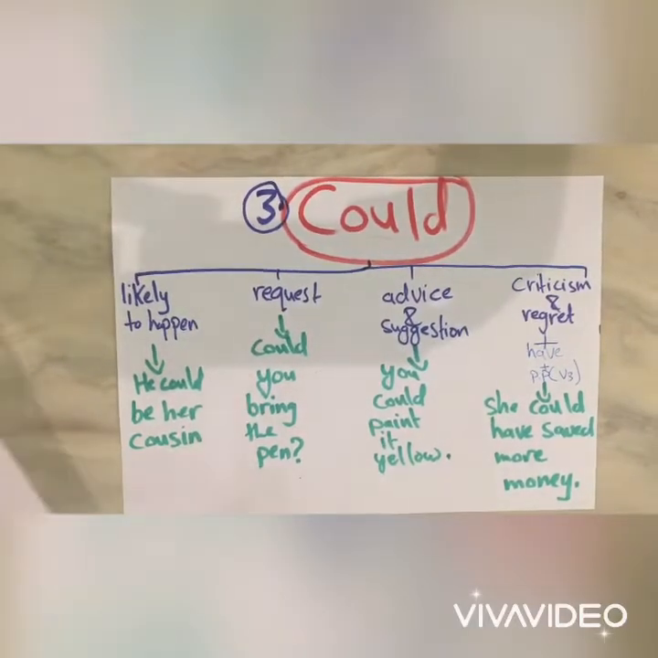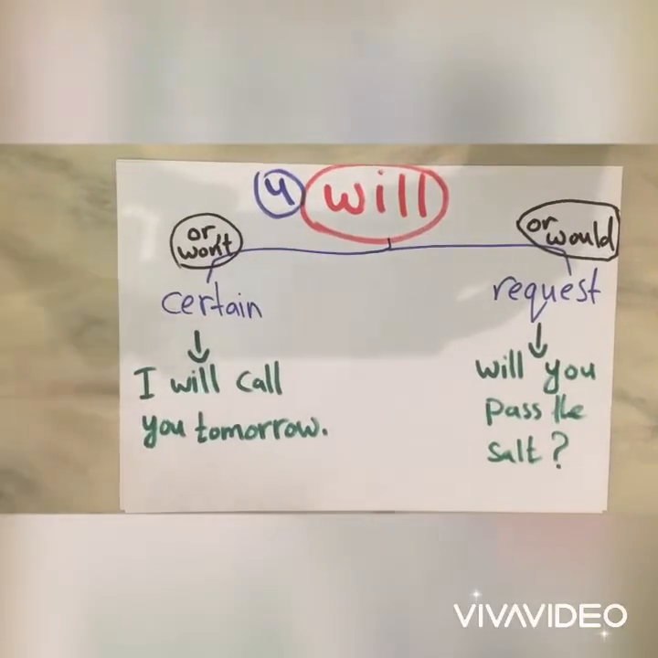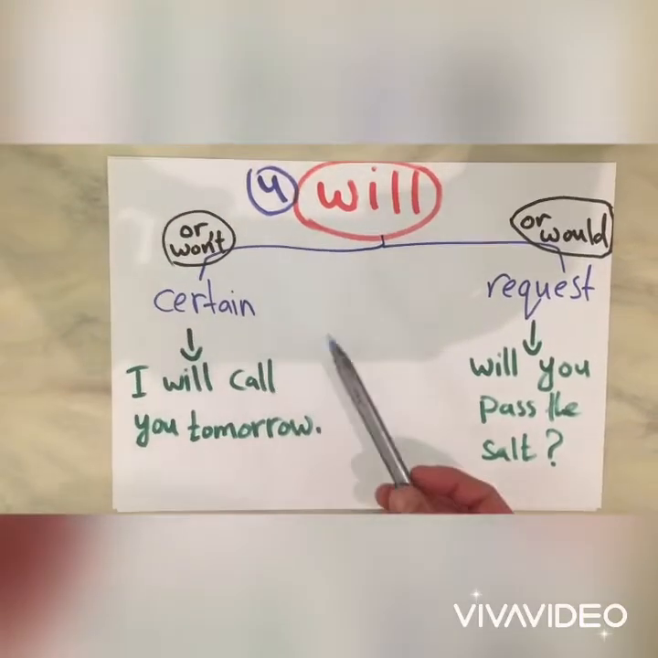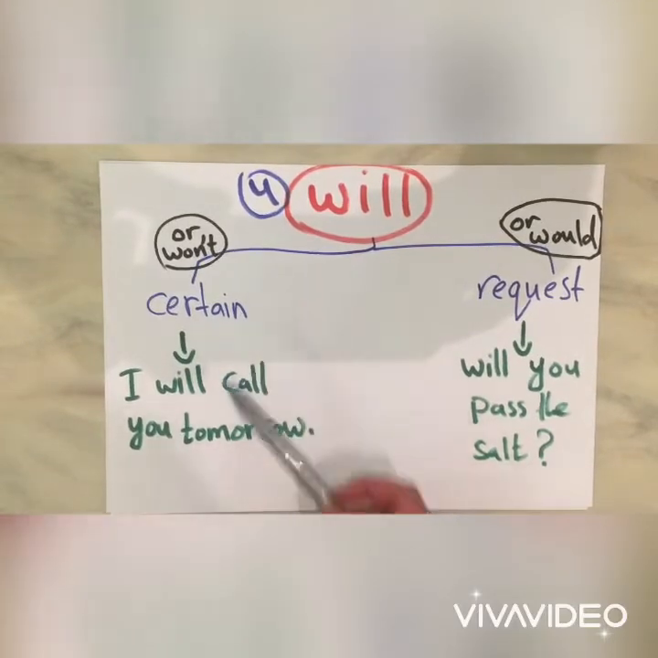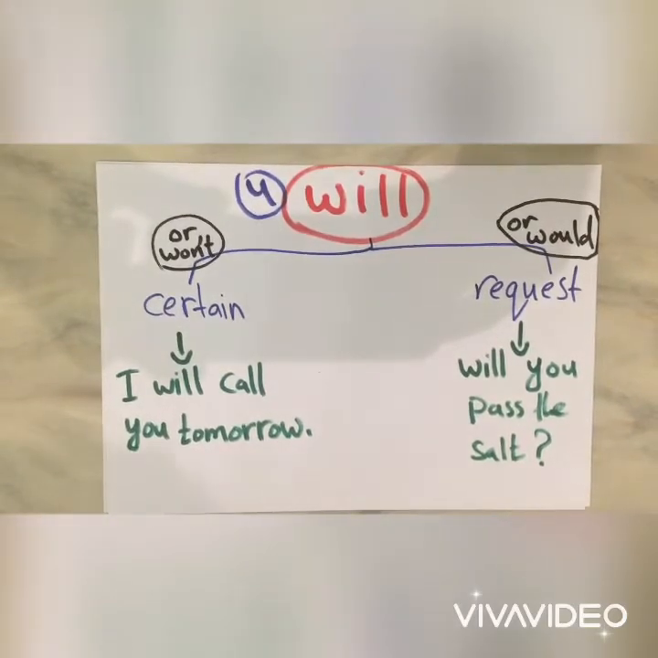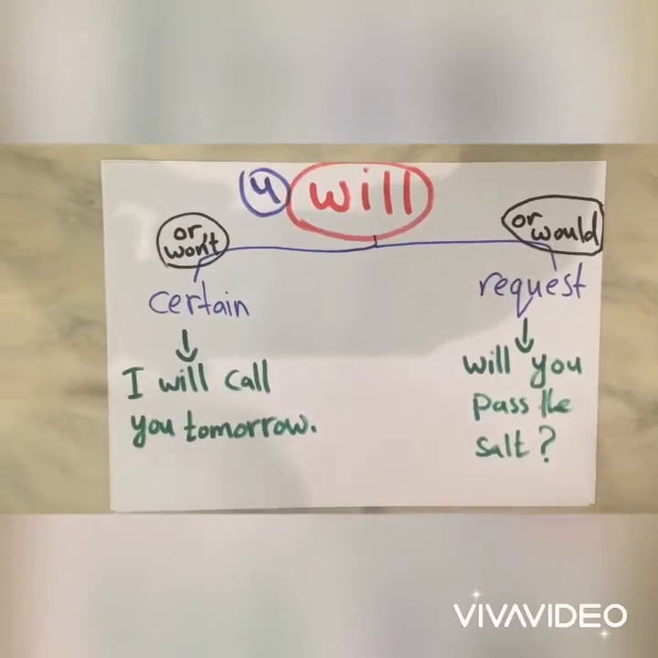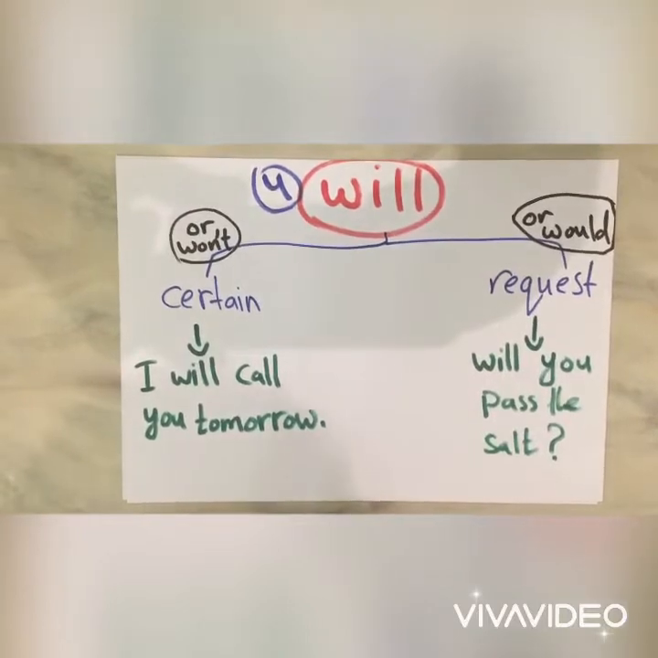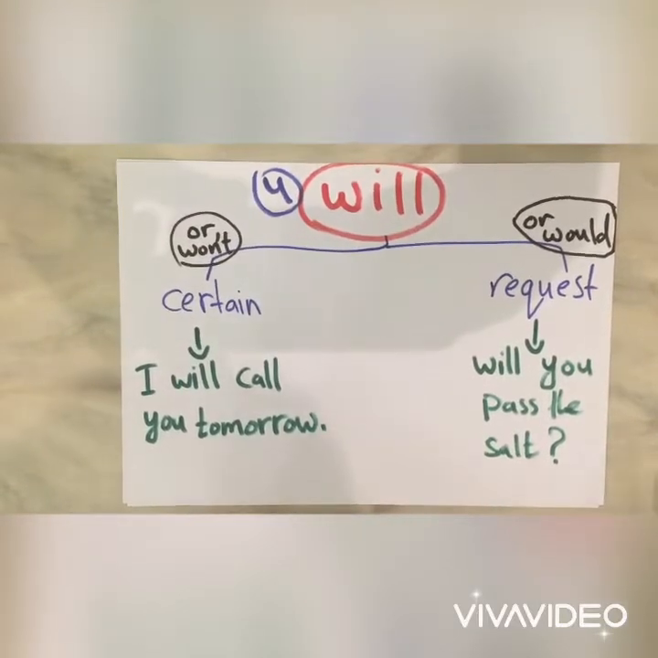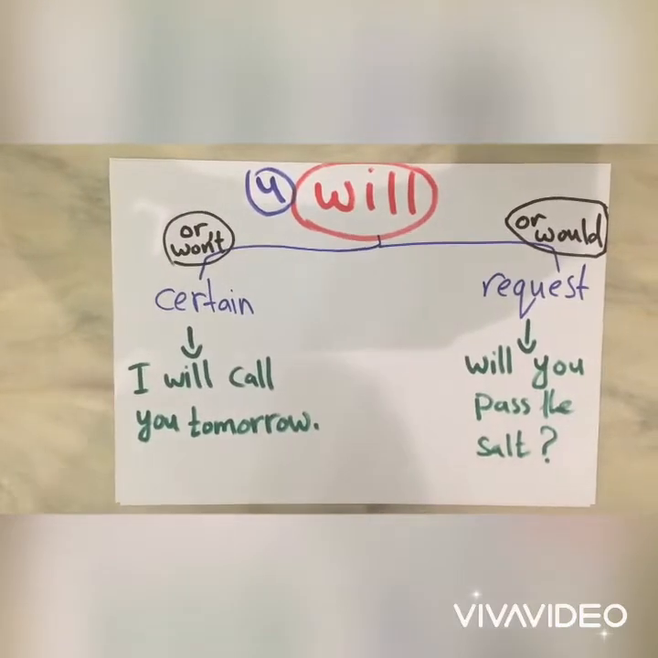Now let's get to the fourth modal, which is will. In the first use, we could say will or would in case we're certain or not certain of something. An example of this is, I will call you tomorrow. In the second use, we could use will or would to request something. An example of this is when you ask somebody, will you pass the salt?